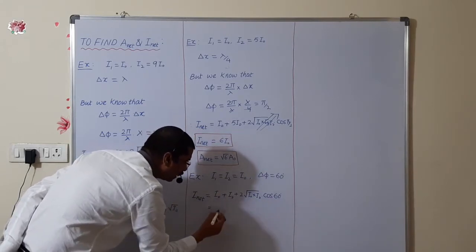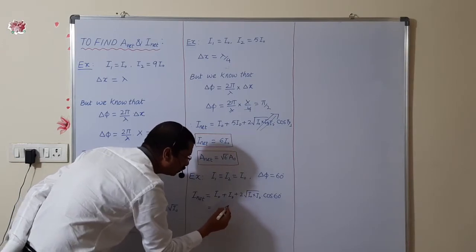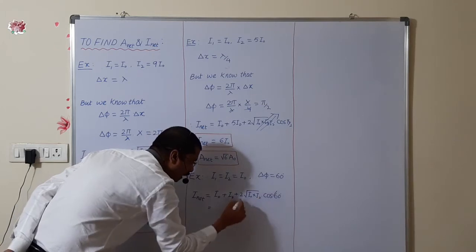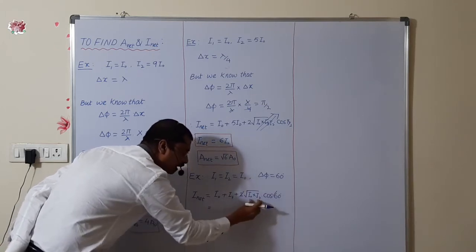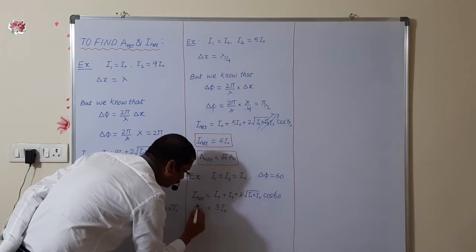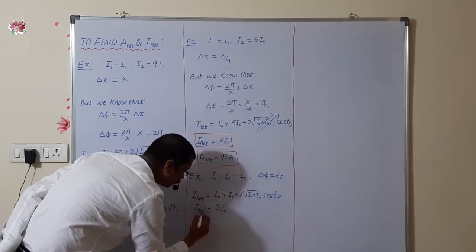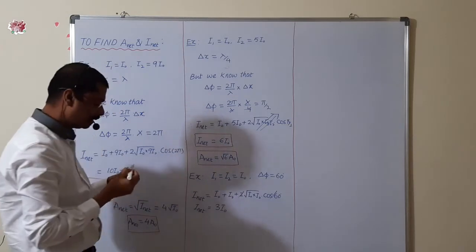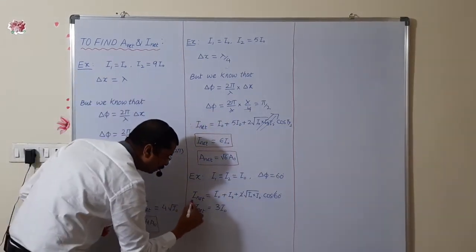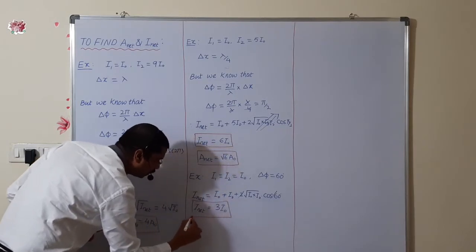Directly the complete value we can write as I naught, plus I naught, plus I naught, since cos 60 and the 2 cancel and the root of I naught squared is I naught. The total is 3 I naught. I net value is 3 I naught. We are getting the formula 3 I naught. This is one way to find the I net value.